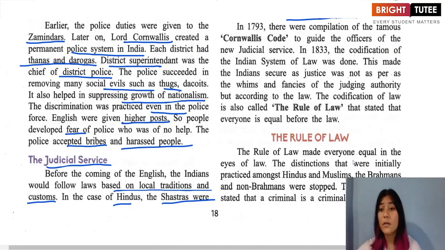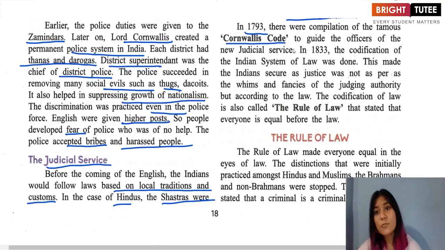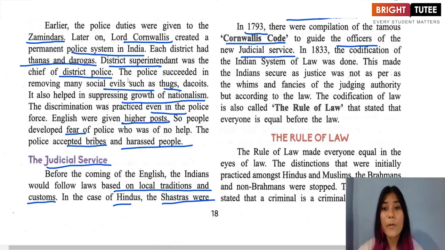Okay. In 1793, there was a compilation of the famous Cornwallis Code, and this was brought out to guide the officers of the new judicial service. So the new set of officers, the judges, the chief justice, they all had to be provided some guide so that they could function in a proper manner. So they all referred to this Cornwallis Code in order to function, okay, in order to provide justice and in order to also punish if crimes were committed.